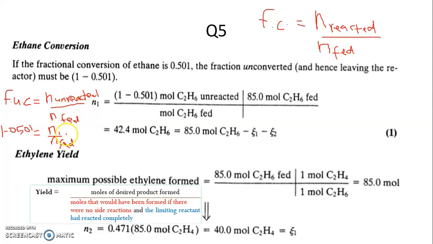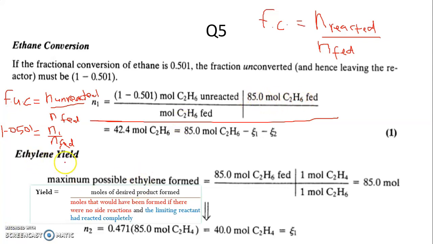So N unreacted is N1, because this is the outlet for C2H6. And the fraction unconverted is 1 minus 0.501. That's why if we rearrange this formula, we get this term, this whole term, okay? N1 equals 1 minus 0.501 times this N fed. 1 minus 0.501 times this 85, because the feed for C2H6 is 85.